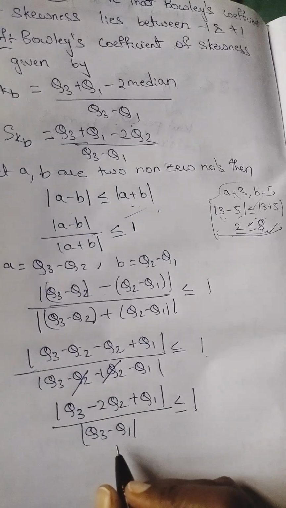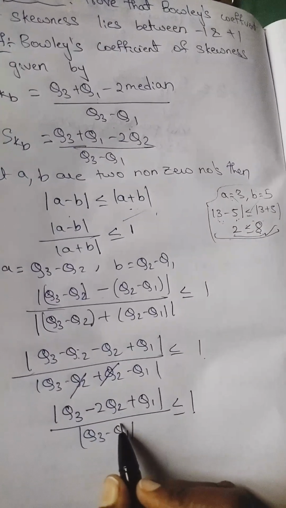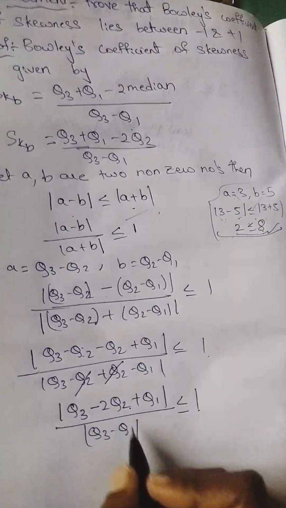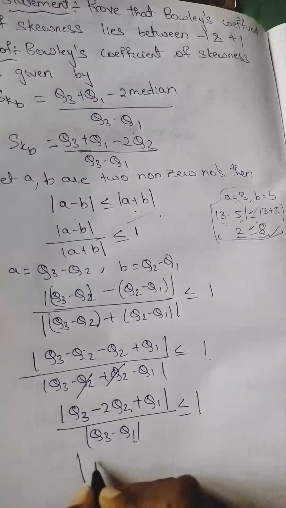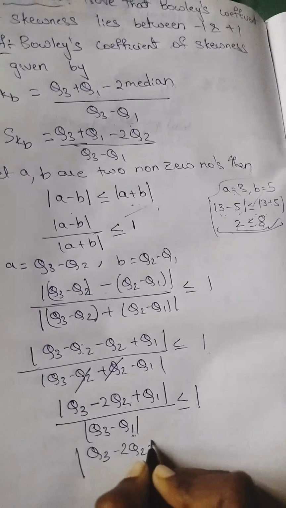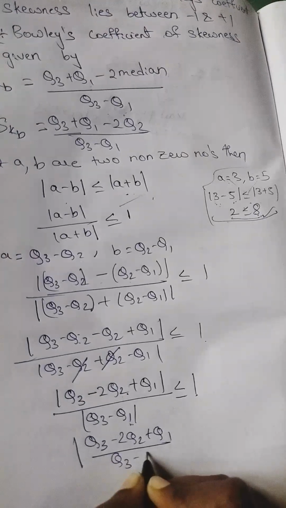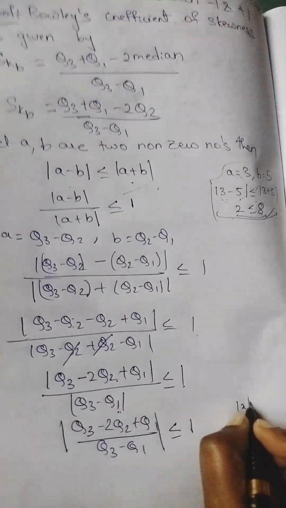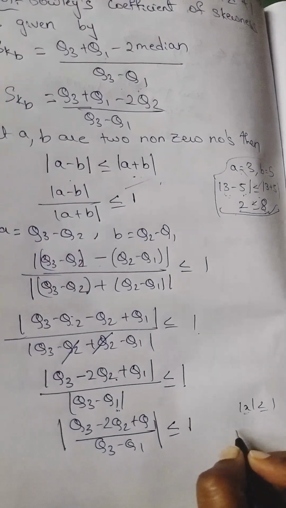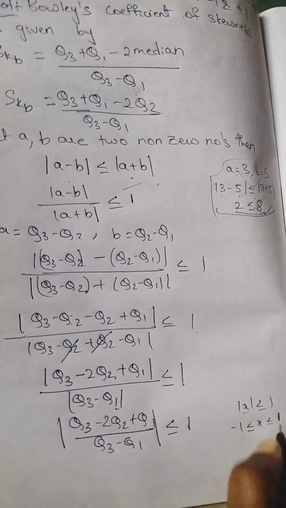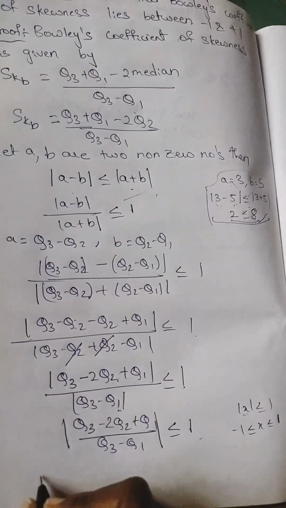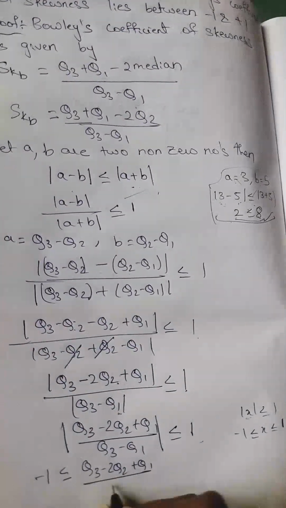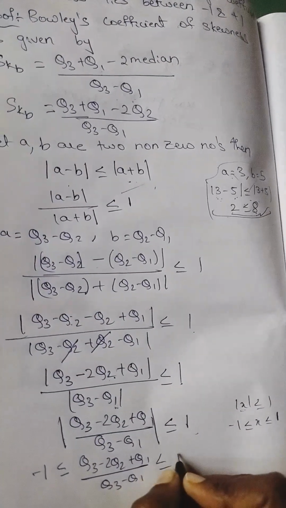Now you can bring this out of mod. In numerator and denominator we have mod, you can replace it with one mod, no need to write two mods. So the whole mod: q3 minus 2q2 plus q1 divided by q3 minus q1 less than or equal to 1. Just now in the previous theorem we discussed, if mod x less than or equal to 1, to remove the x out of the mod, you can write minus 1 less than or equal to x less than or equal to 1. Here also the same thing. So I can write minus 1 less than or equal to q3 minus 2q2 plus q1 divided by q3 minus q1 less than or equal to plus 1.